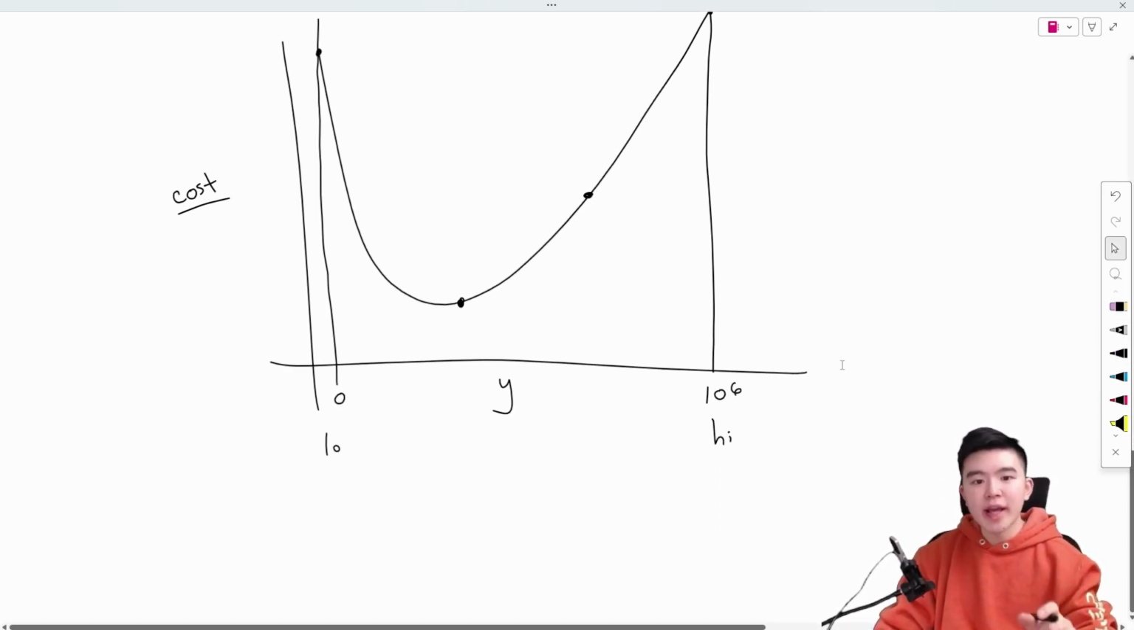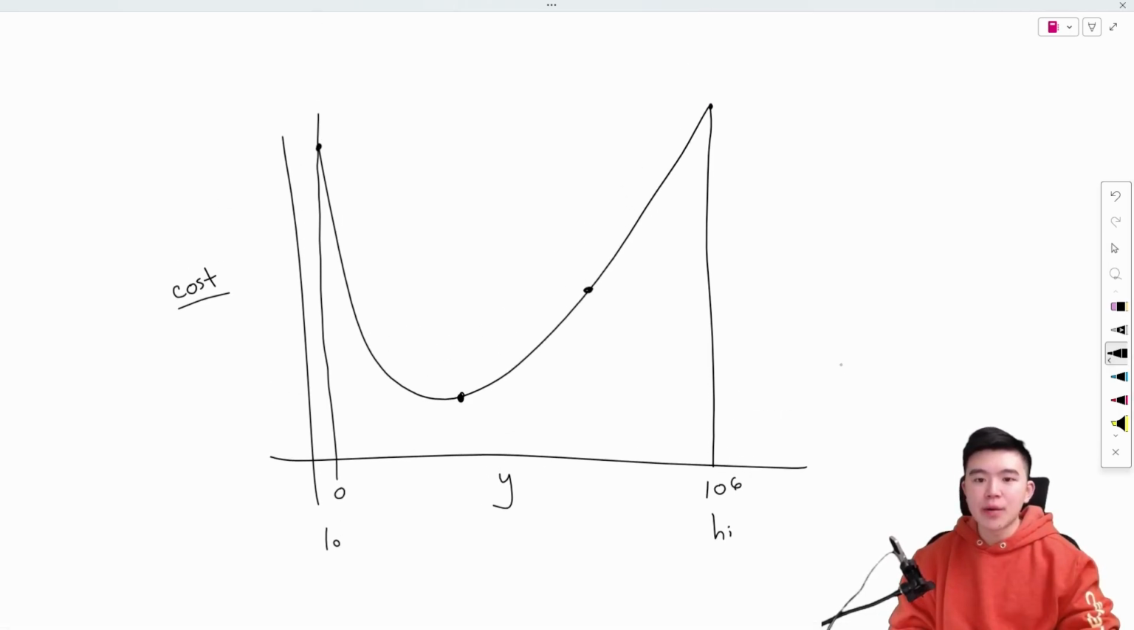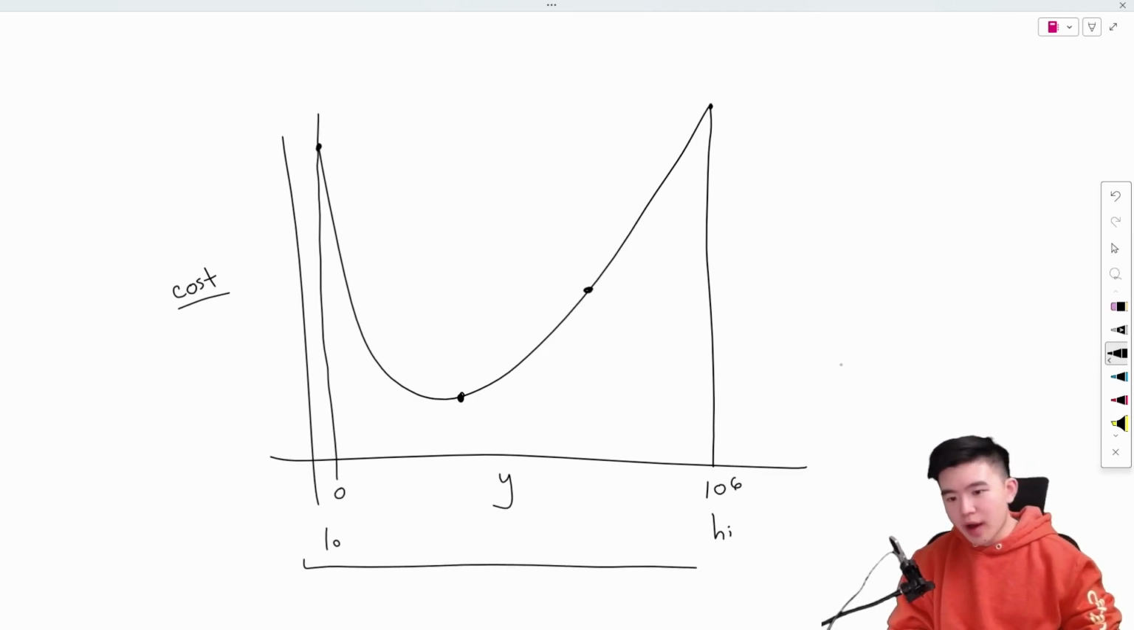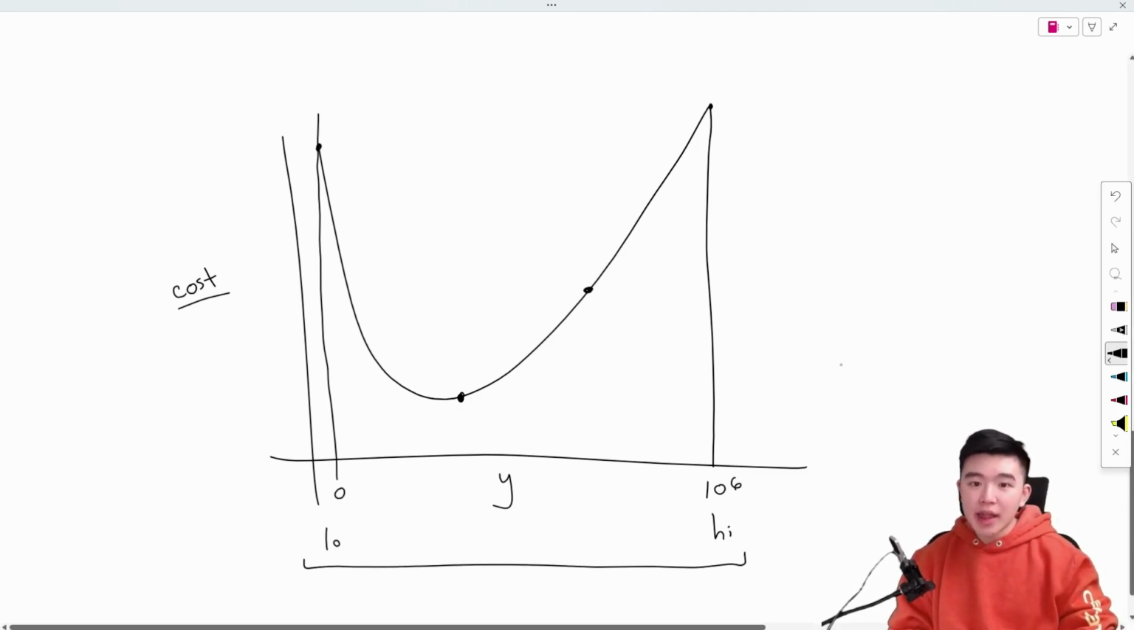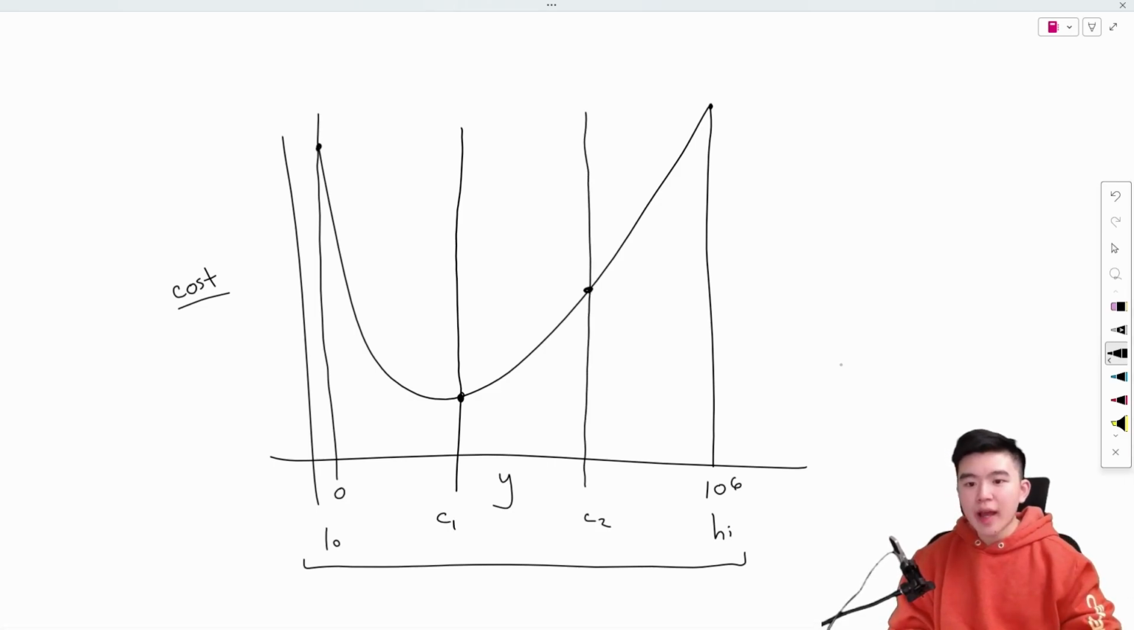So initially the range is 0 to 10 to the 6. We're going to cut down 1/3 of this for every iteration of ternary search. So we have low to high. What we're going to do is cut this into thirds. We're going to pick out points C1 and C2 and evaluate the functions at those points. So F1 and F2 are going to be those values.